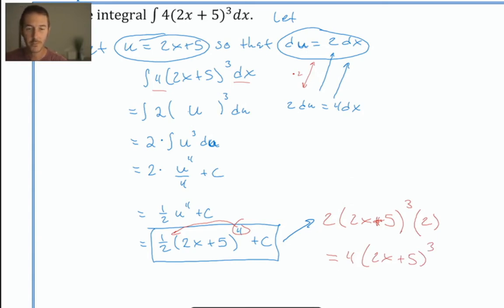So it worked. Not only did I integrate and get a family of solutions because I didn't forget to include the plus c, but then I took the derivative of my answer and I got my original integrand back, which confirms for me that I got the right answer in the first place. I'm so proud of us. Let's try another one.